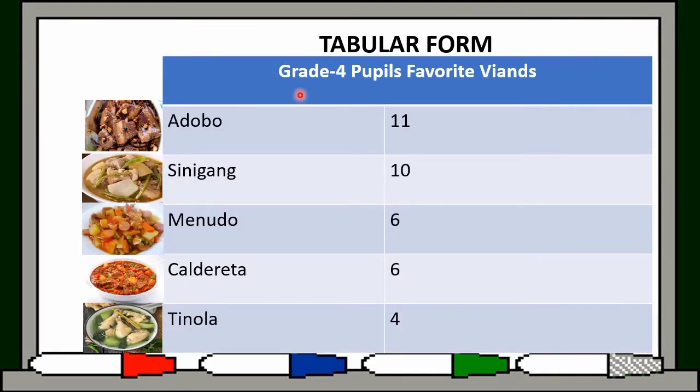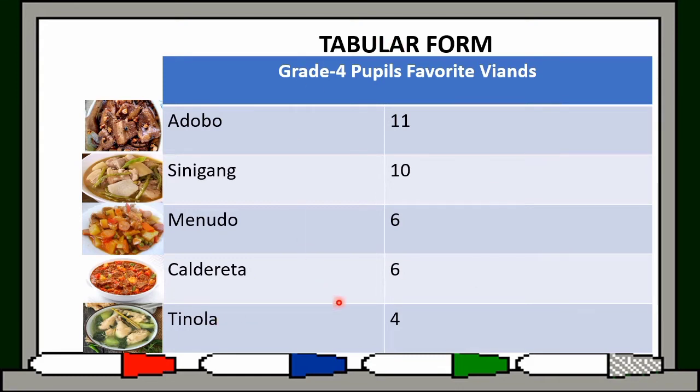So, ang ating title is Grade 4 Pupils' Favorite Viands or yung paboritong ulam ng Grade 4 pupils. Okay, for the first column, these are the choices of different viands. And for the second column, ito yung number of pupils who voted for each viand. Okay, so for adobo, 11 pupils ang bumoto. For sinigang, 10. For menudo, 6. For caldereta, 6. For tinola, 4.